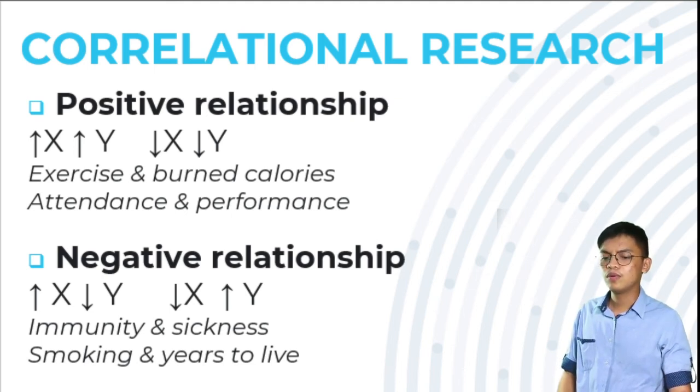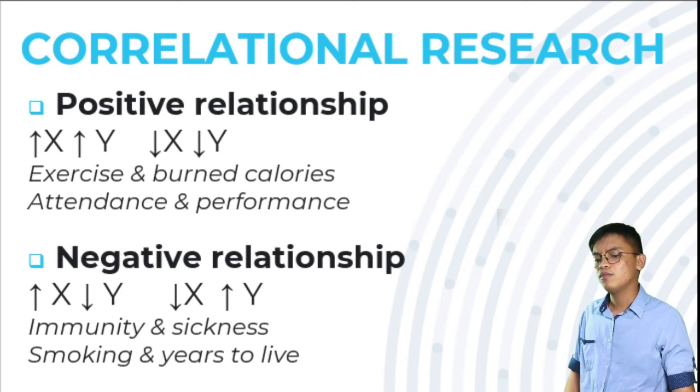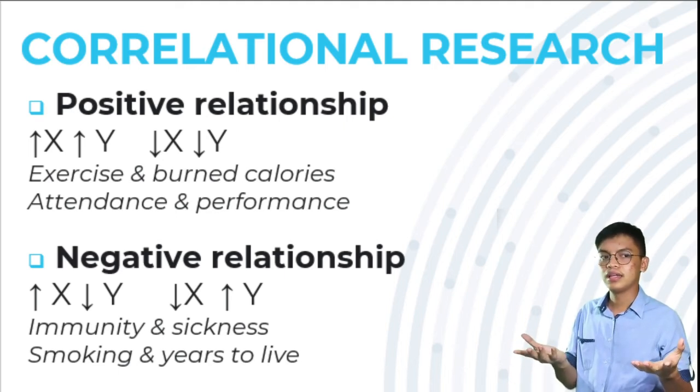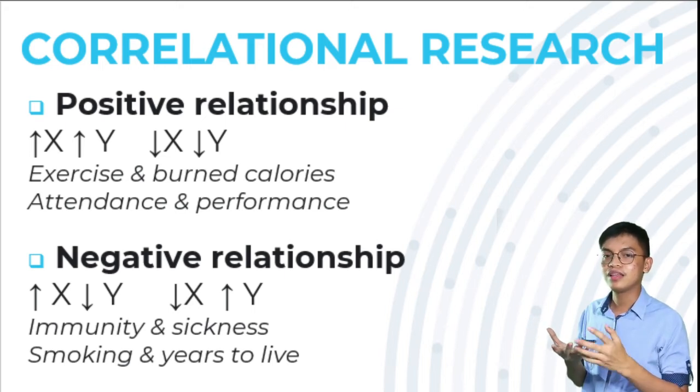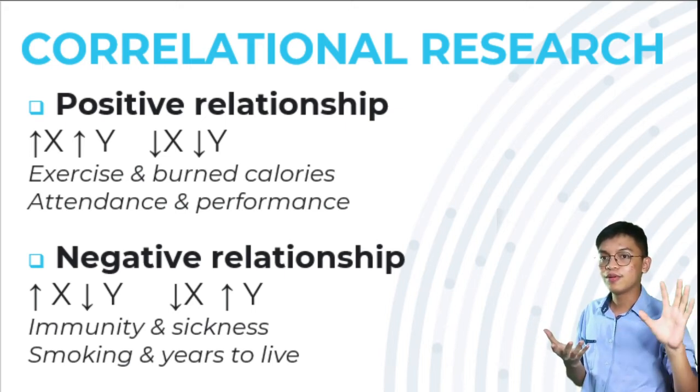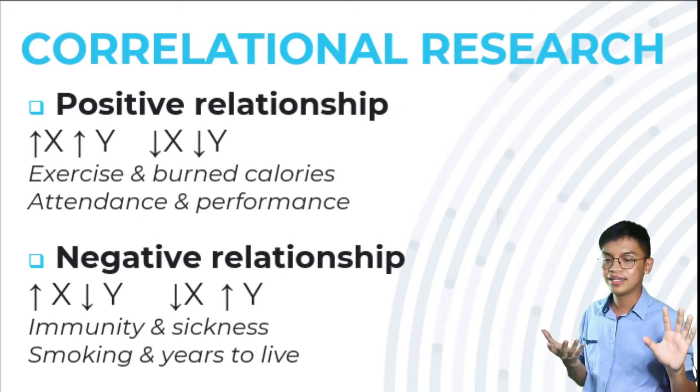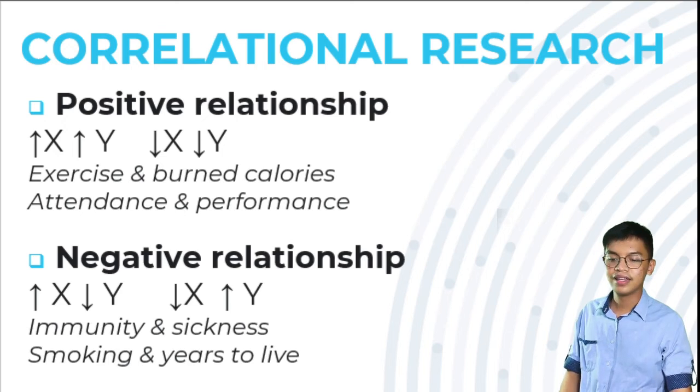So, question, what would happen if you conducted a correlational research and you found out that there is no relationship between X and Y? Is it still a result? What do you think? Yes, it's still a result. It's still relevant. May impact pa rin yun. It could be that there are other variables that might have affected it, or that you haven't investigated yet. So it's still a result.